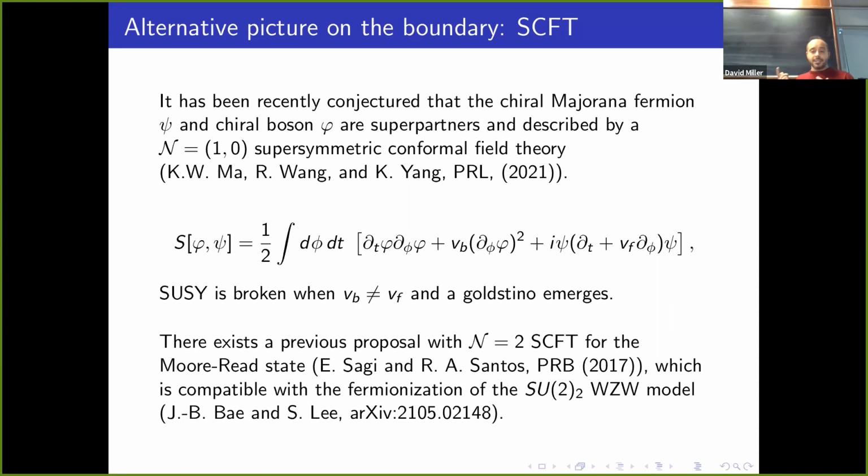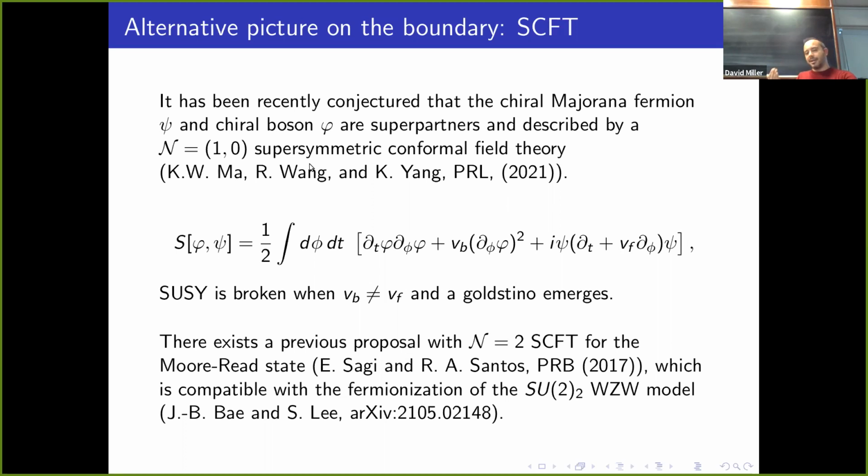So if there is a supersymmetry, it has to be broken. That's why they describe this idea that you start from a supersymmetric CFT, and then you break it, and eventually you get a goldstino on the boundary. But this work is done only on the boundary. They don't mention anything about the bulk. But as I say, what happens on the boundary should be a consequence of the physics of the bulk. So I think there is something missing.